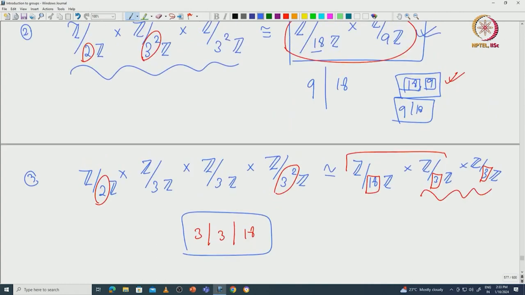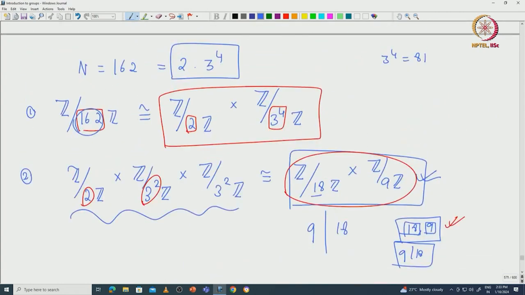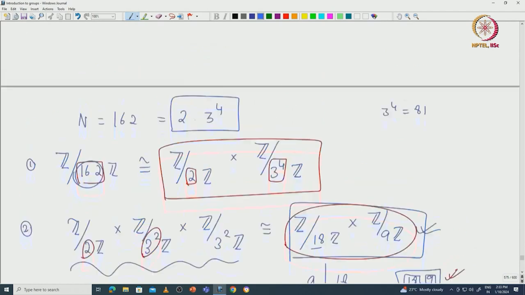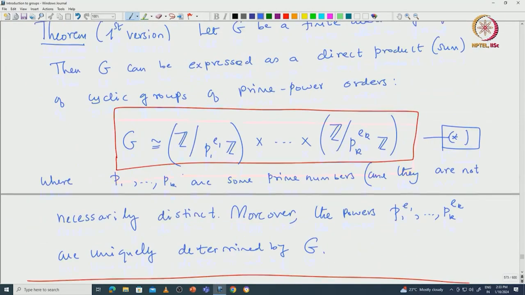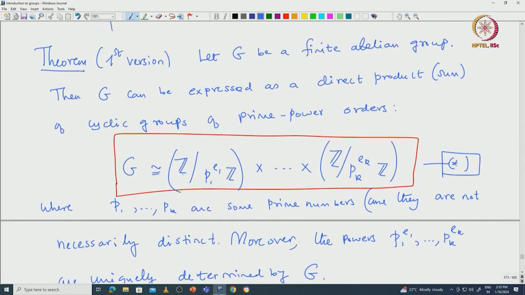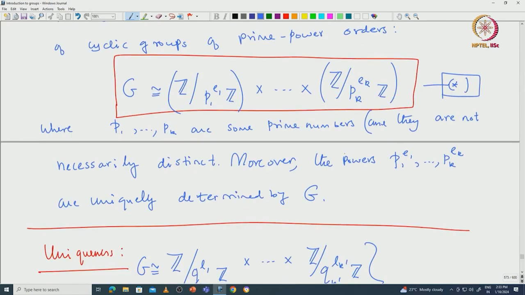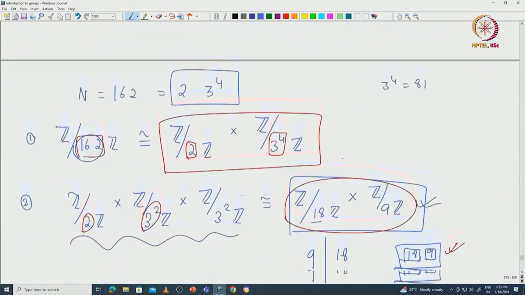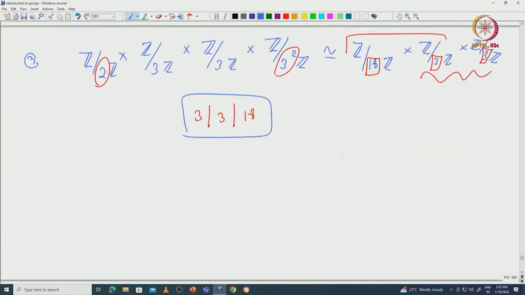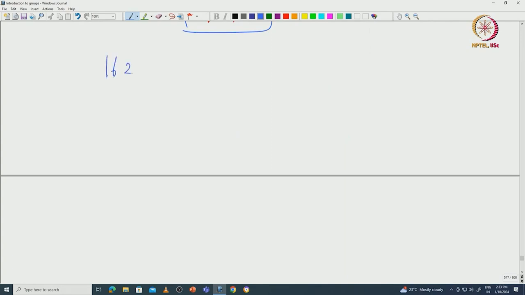So now, using the first version, it is not hard to see how many possible non-isomorphic groups you get of order 162, because the first version says any given finite abelian group can be expressed as a direct product of cyclic groups of prime power orders. So that is of this form, this star. Okay. So this P1 E1, etc., PK EK, they are all uniquely determined by this G. So, because of that, once you know this factorization, that 162 is nothing but twice 3 power 4.